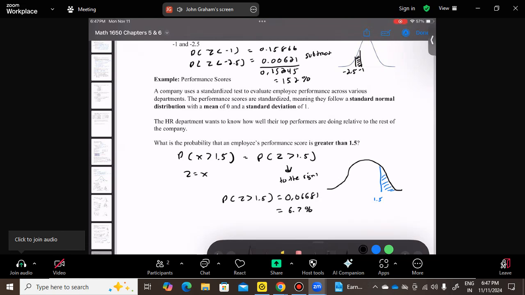Alright, so that is the standard normal distribution. In the next video, we will be looking at what happens when our mean is not 0 and our standard deviation is not 1. And one of the things you're going to find out is most of it's going to be done the exact same way, especially at the very end of it all.